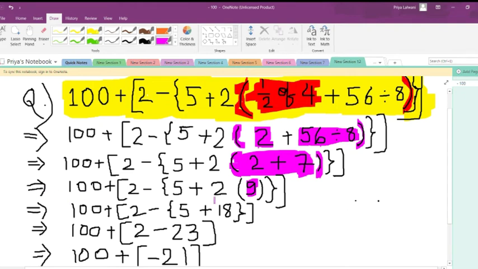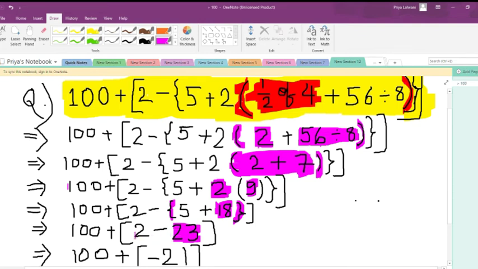Now in the fourth step, you can see all other things I have written as it is. Now 9 will be multiplied with 2. To open this bracket, we need to multiply this with 2. So 9 multiplied by 2 will be 18, right? Then we need to solve this curly bracket in the next step. When we solve this curly bracket, 5 plus 18, that will be 23. Here you can see. Then now it comes the turn of the square bracket.